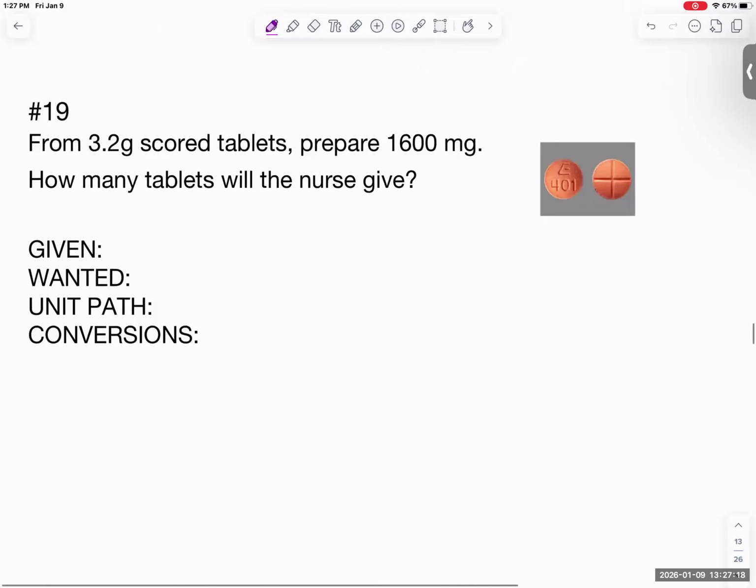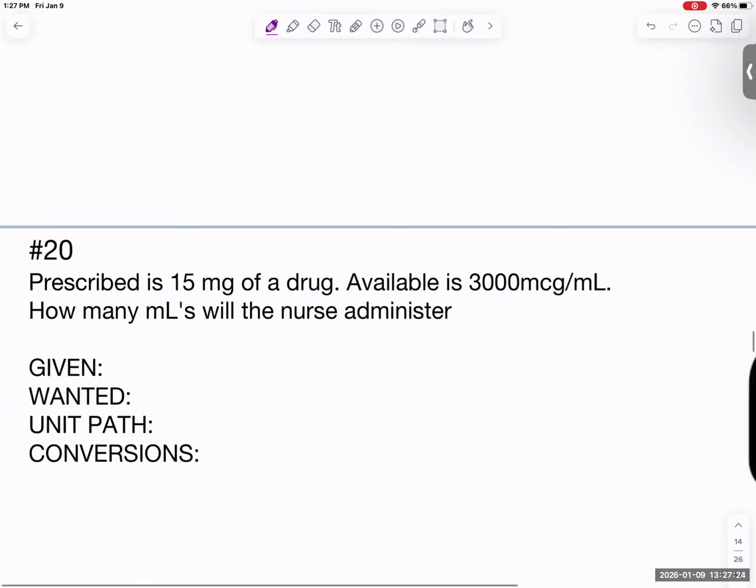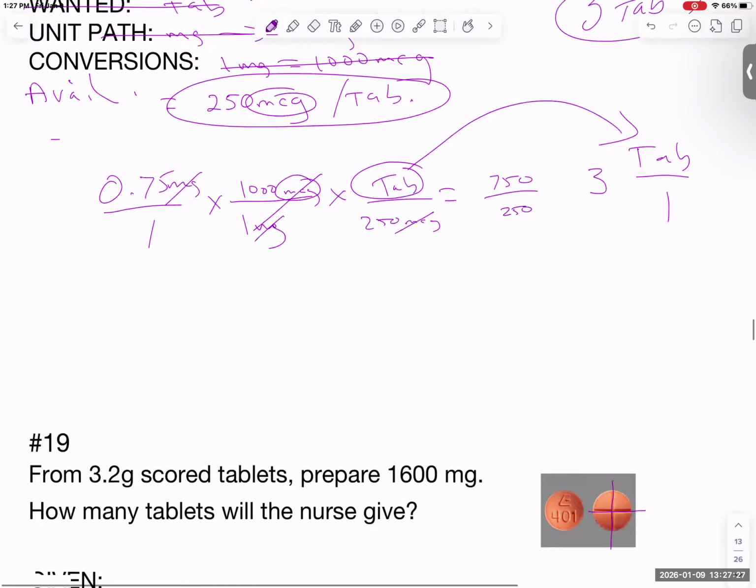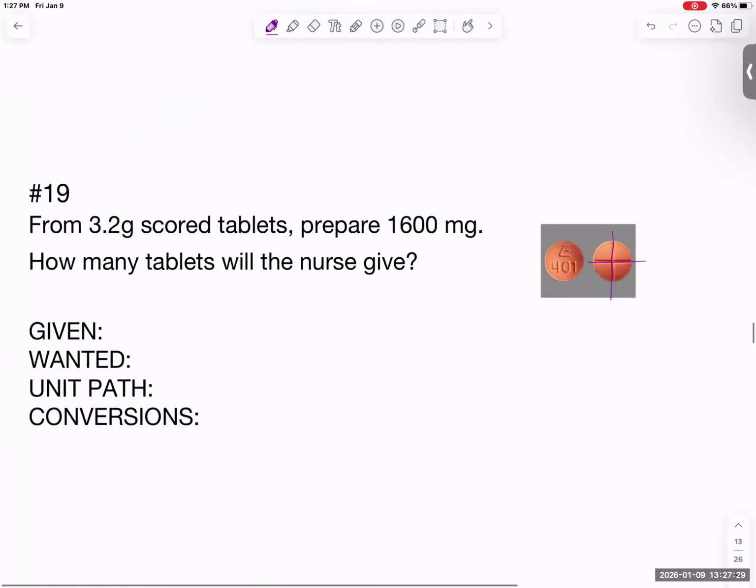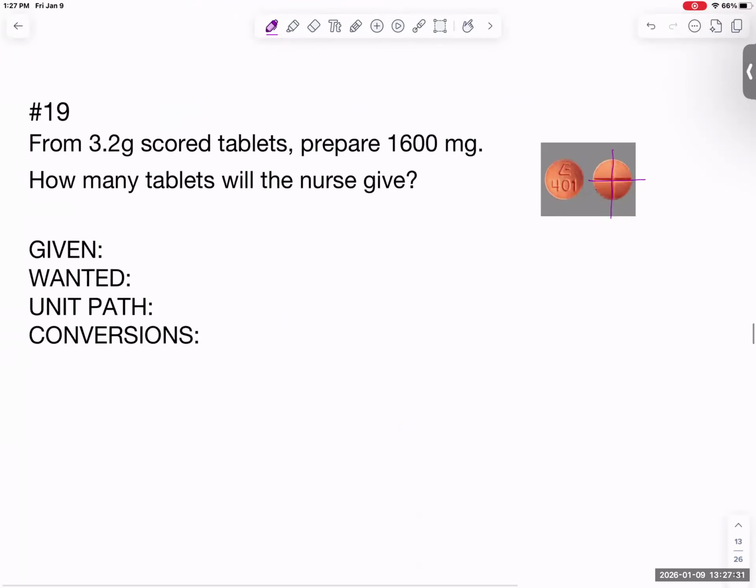All right, I want you to do this one. I'm going to pause. Now remember, this tablet can be broken into quarters. Well, actually, you know what? Do I have? No, I don't have it. All right. So, no, not yet. Do this one. I'm going to pause.